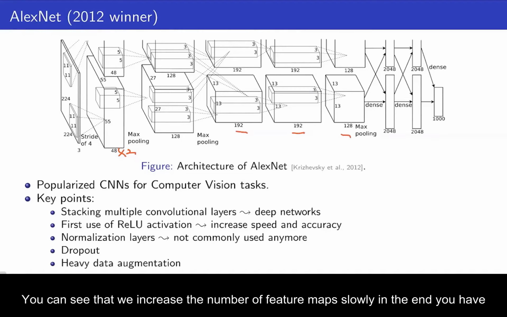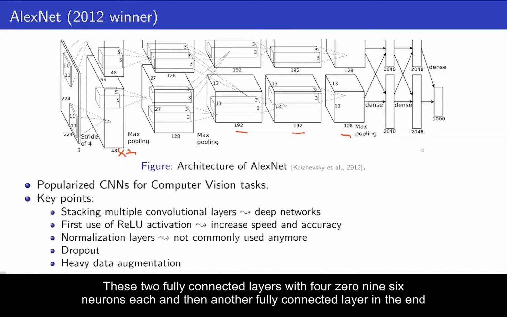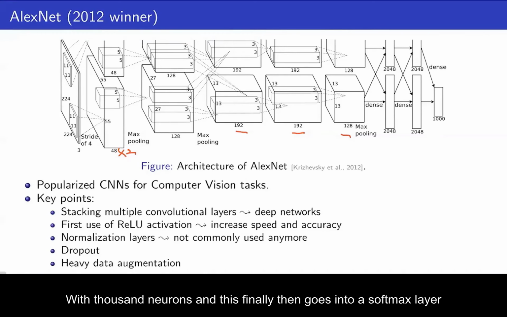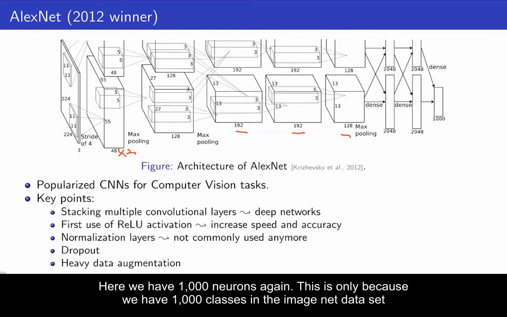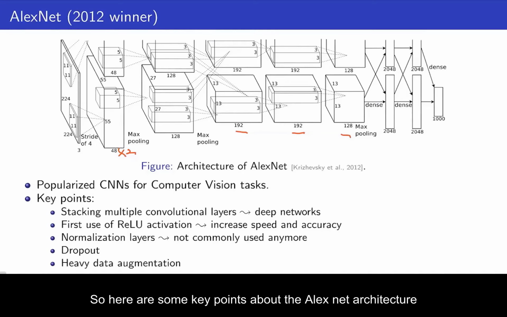In the end, you have these two fully connected layers with 4096 neurons each, and then another fully connected layer in the end with 1000 neurons, and this finally goes into a softmax layer. Here we have 1000 neurons again. This is only because we have 1000 classes in the ImageNet dataset. So here are some key points about the AlexNet architecture.